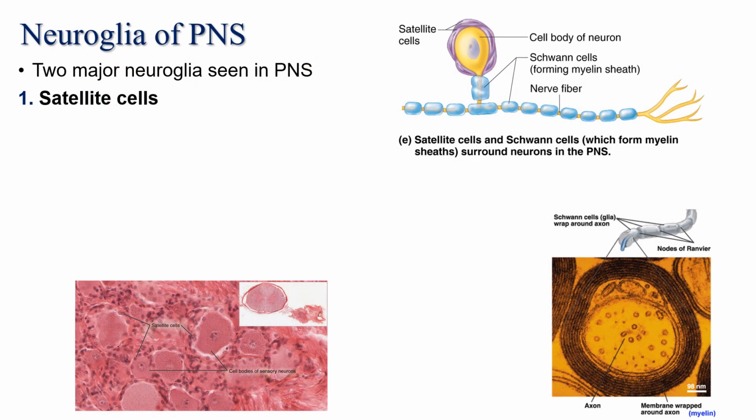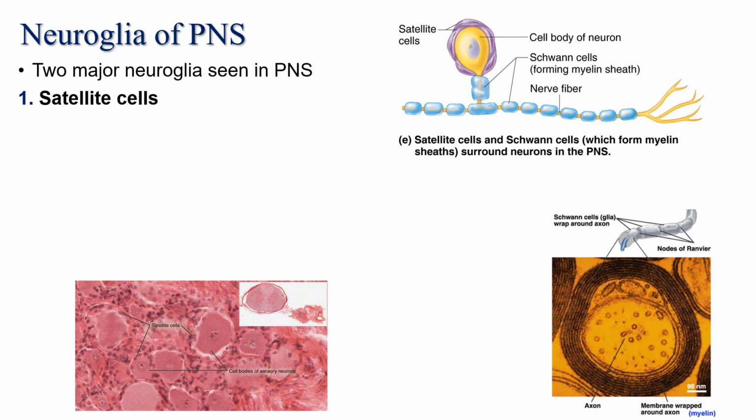Now, in the peripheral nervous system, we have 2 types of cells. One is kind of like the astrocyte. It behaves like the astrocyte, but it looks very different. It wraps itself around the cell body of the neuron. It's supporting that neuron, okay? Maybe a little tricky to see here. Here's a neuron cell body, and these cells that are kind of wrapped around it here are satellite cells.